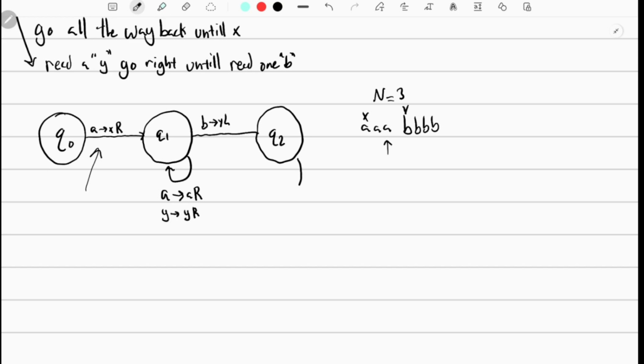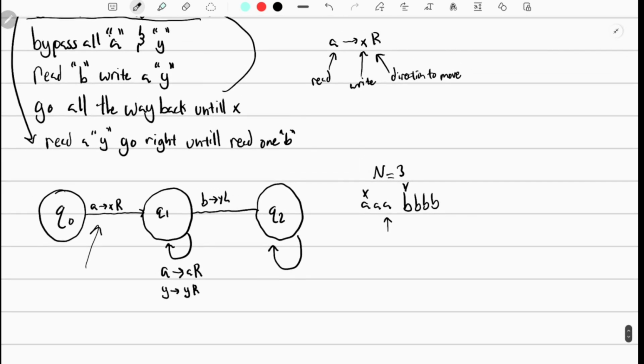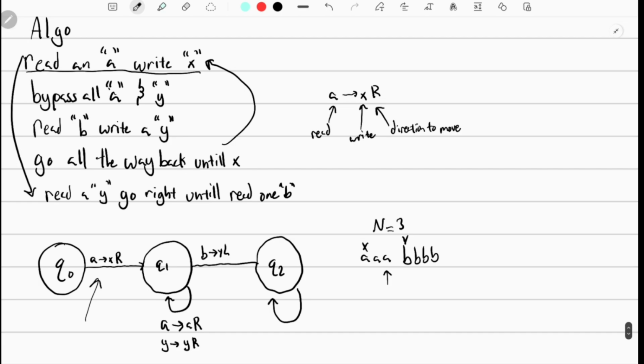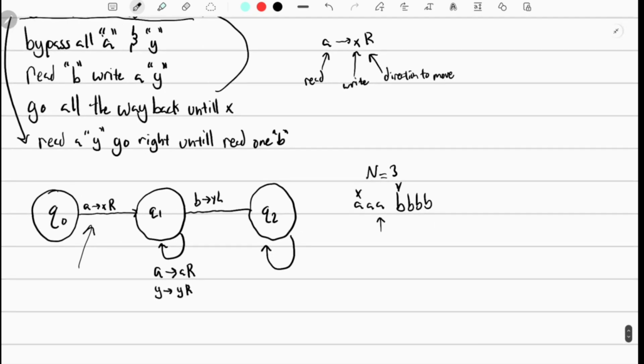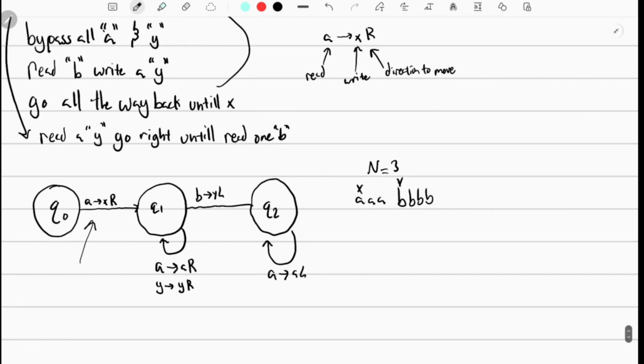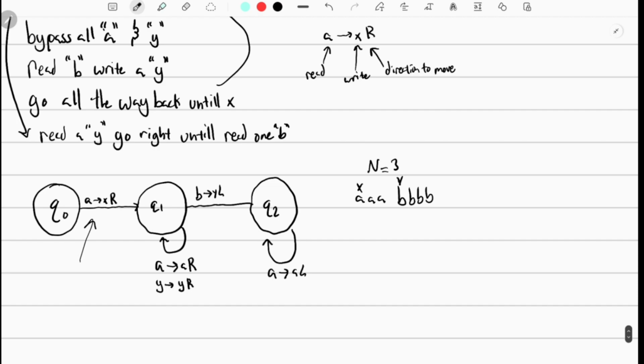And then we want to go all the way back until we hit an X. So what are we going to see on the way back? On the way back, we're going to see A's, of course, because we're sitting over ones. We could say read an A, write an A, and then move to the left. So this will move the head to the left. It will self loop until we give the condition. Right now we haven't given the condition.